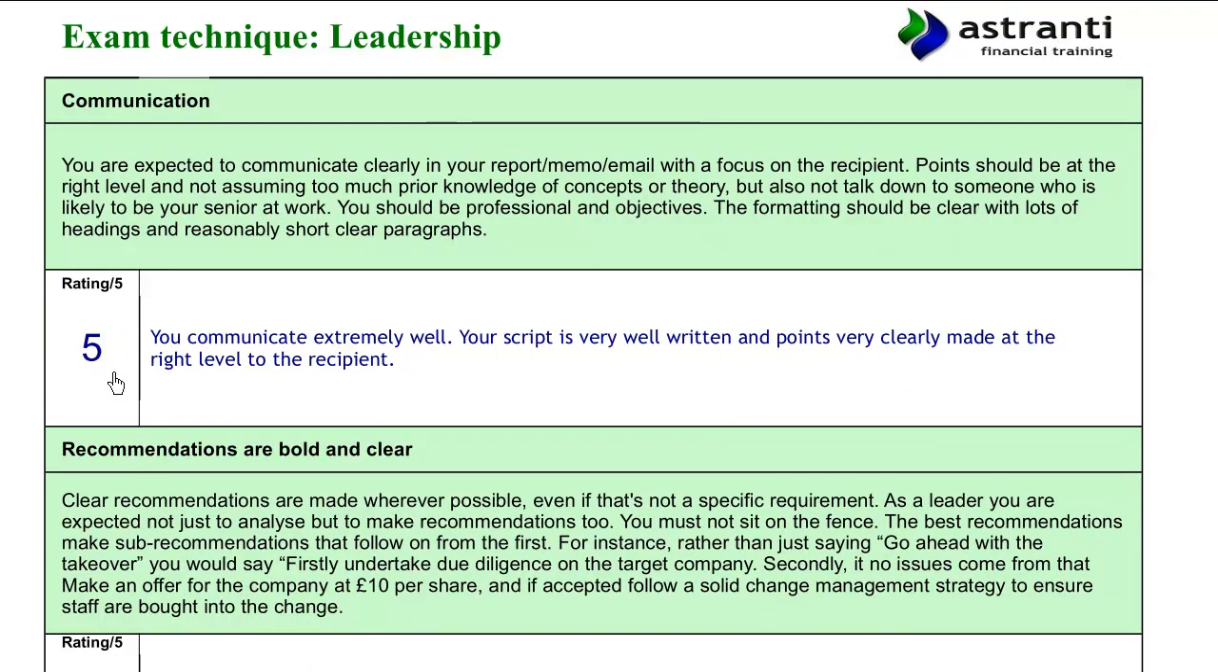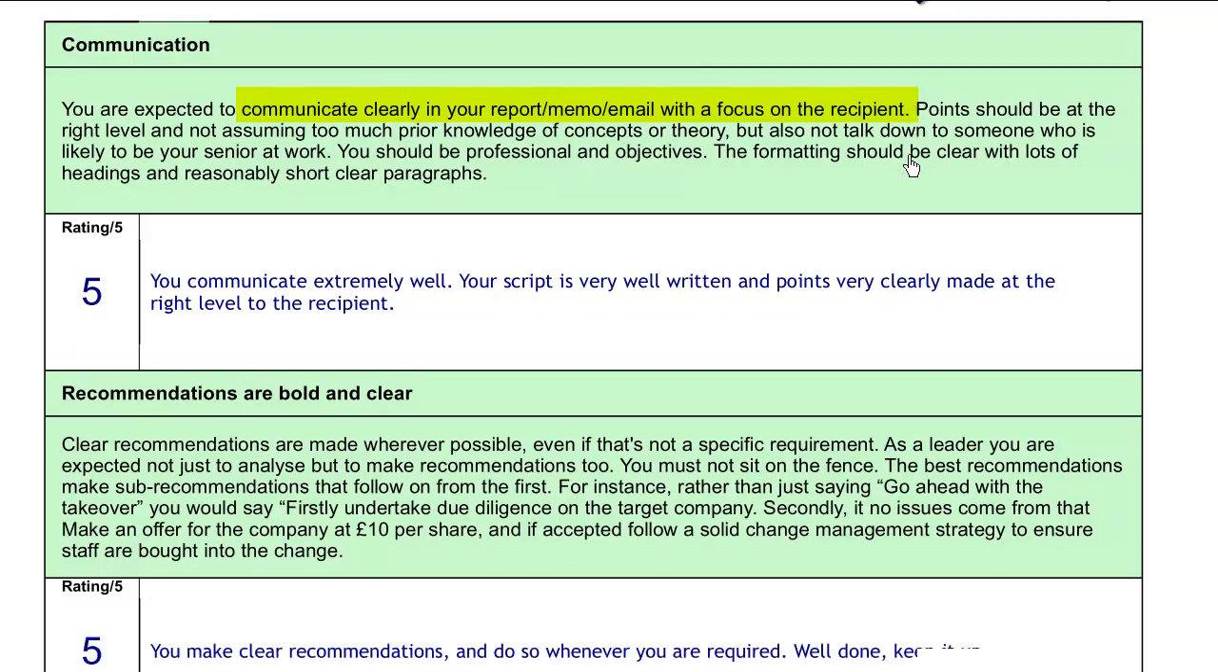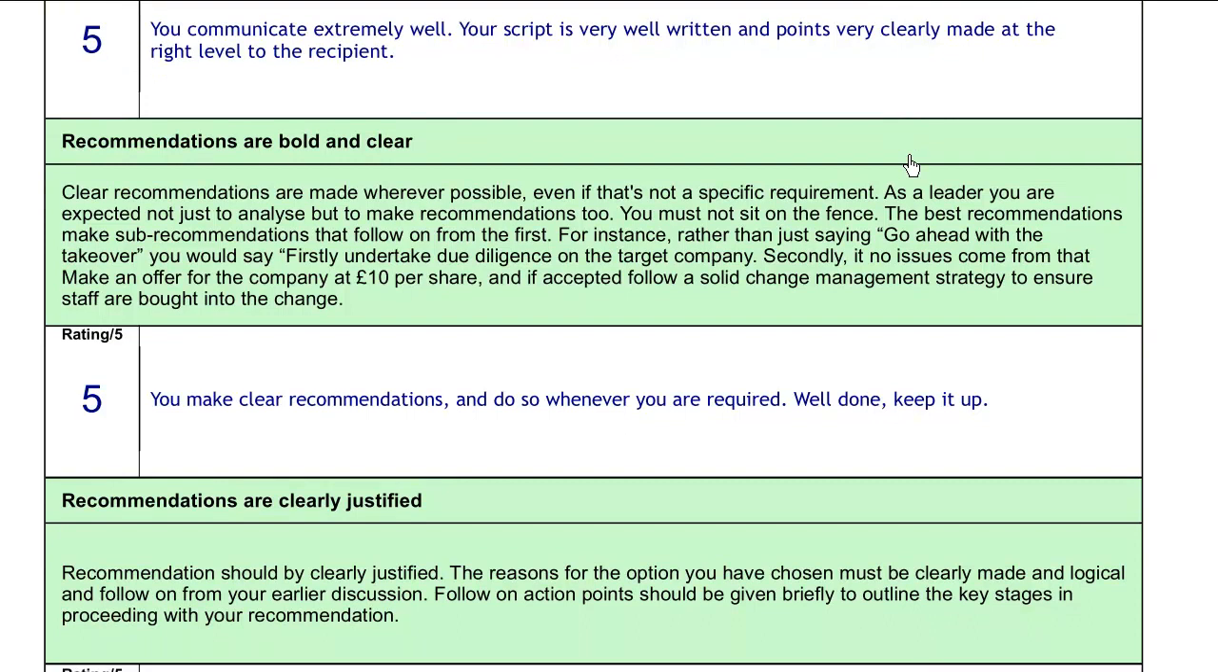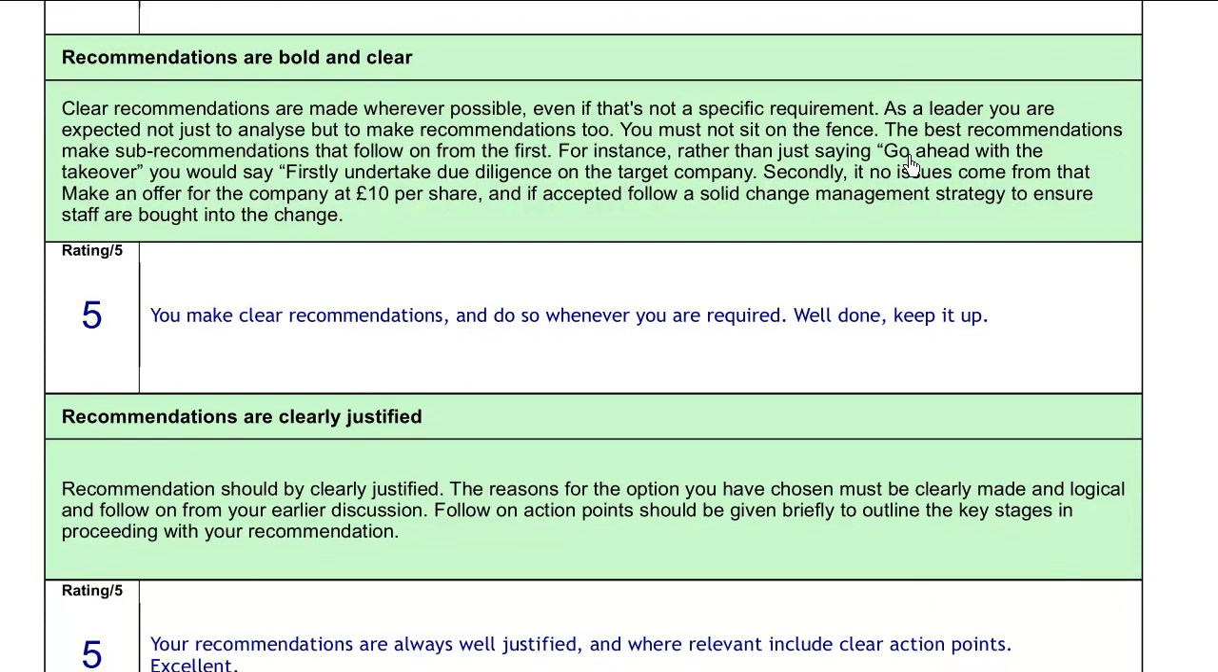So as part of leadership then, one key element of that is the way you are communicating your point. So are points made clear at the right level? Does it come across as professional? So we're going to talk about how your communication is. Nice, clear, bold recommendations, already spoken about what the examiner definitely wants that.